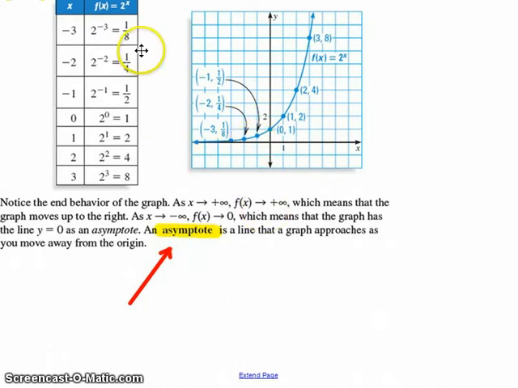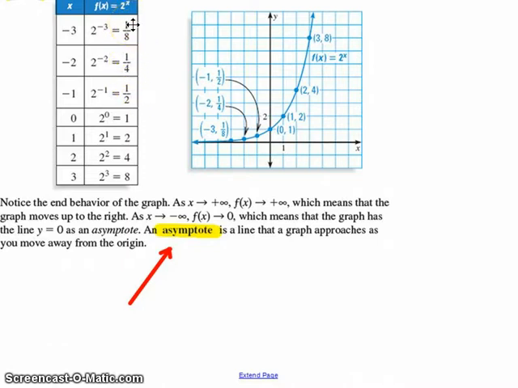It happens, well, let's look at why it happens. Let's look at this table of x and f of x, or y values. Notice if you work backwards here, instead of looking at the larger x values, look at what happens when the x value becomes negative. -1, you get a half. -2, your result is a fourth. -3 becomes an eighth. It keeps becoming a smaller and smaller fraction.